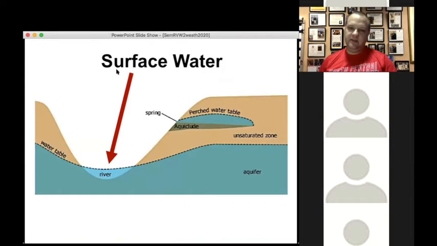Another word that we learned was surface water. And surface water is when the aquifer is above the ground. So here we have a river. A river is surface water. A lake is surface water.